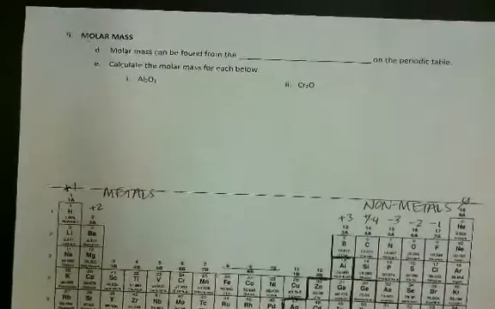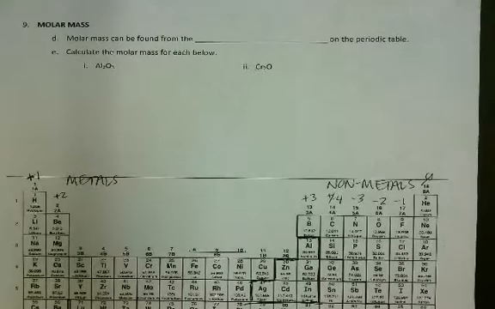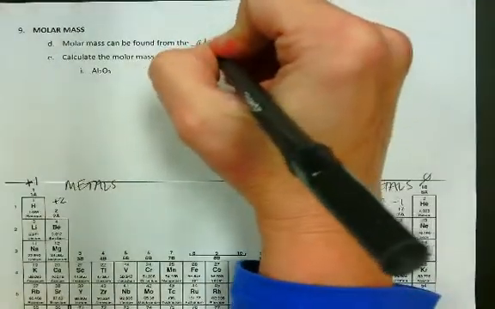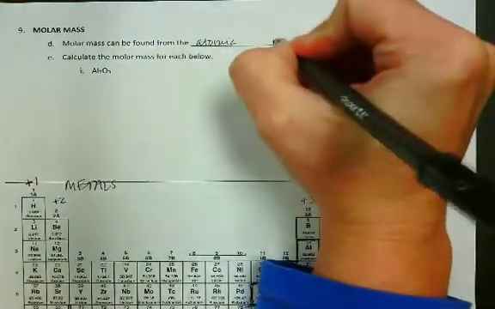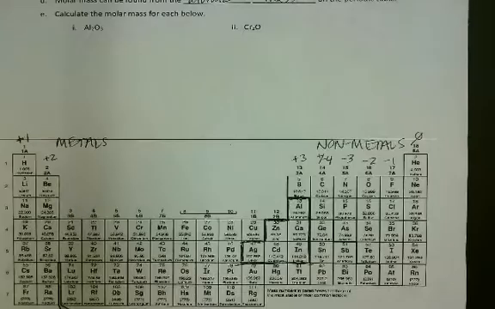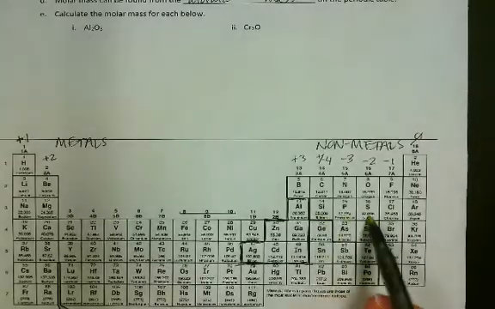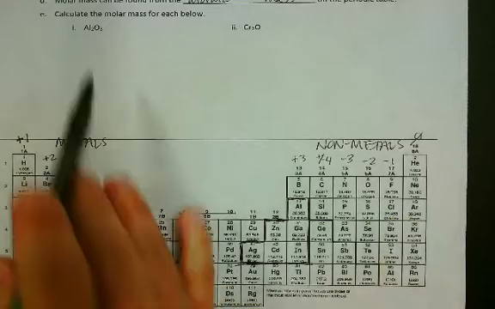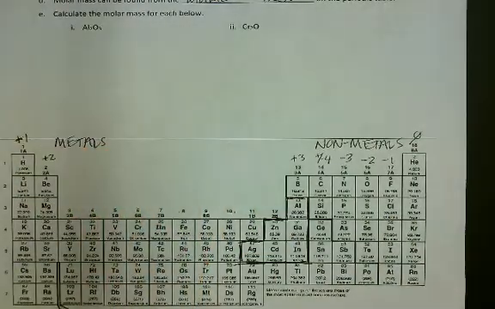Now the last section here is molar mass. Molar mass can be found from the atomic mass on the periodic table. Okay? So your atomic mass, meaning it's these values right here. That's what you're going to use. Now, you have 2 problems here. The first one we'll work together.